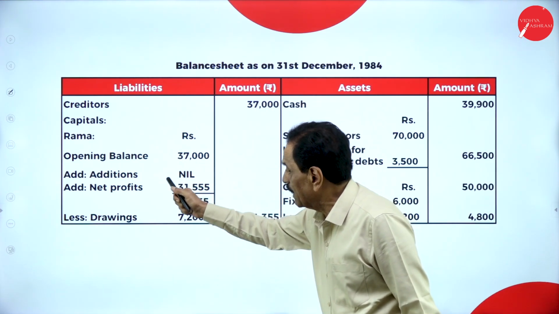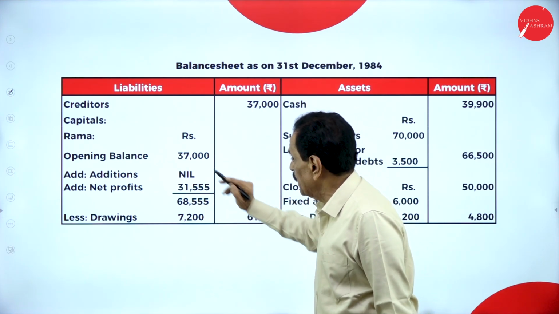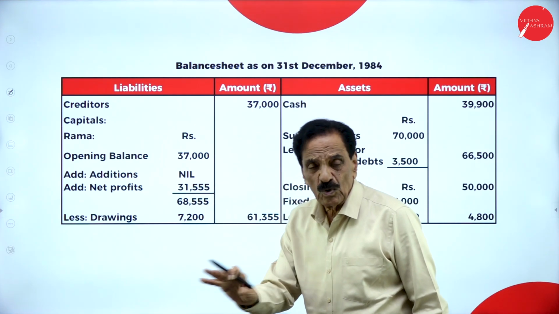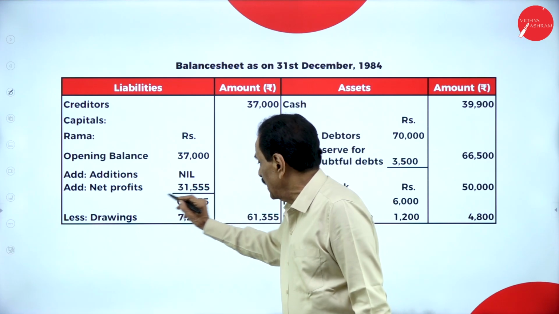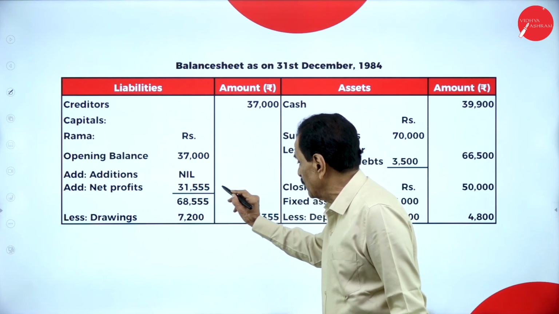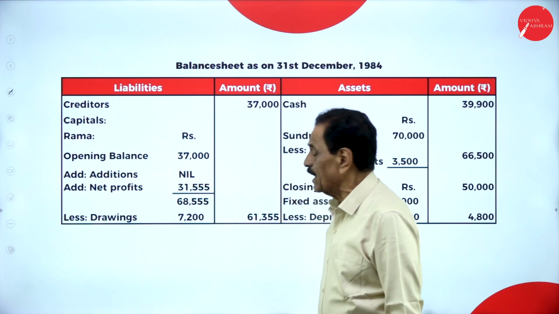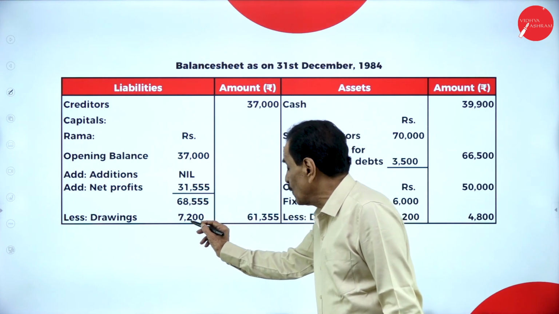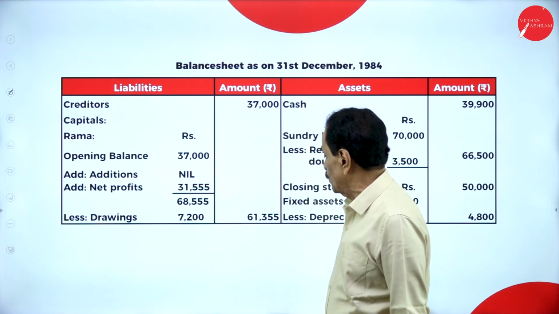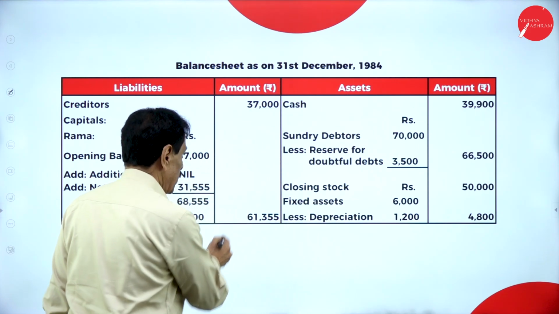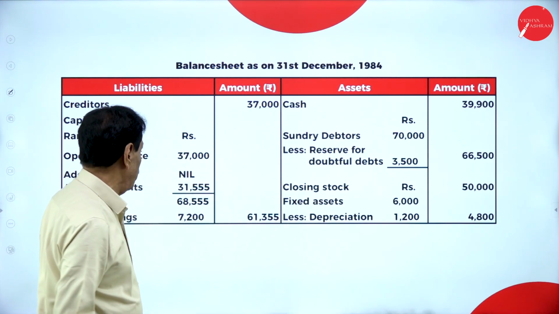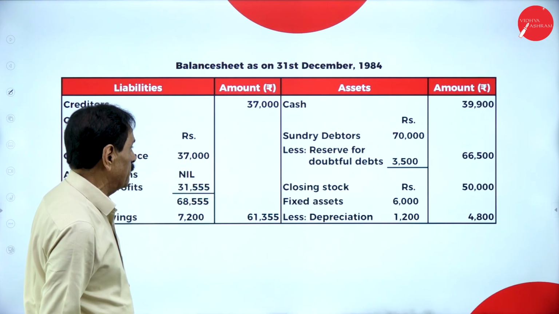We started with the capital of Rama. Your opening balance is 70,000. There is no additional capital. The net profit of this year is 31,555. It becomes total capital 68,555. How much is drawn for personal use? 7,200. The net amount available is 61,355 in favor of Rama.